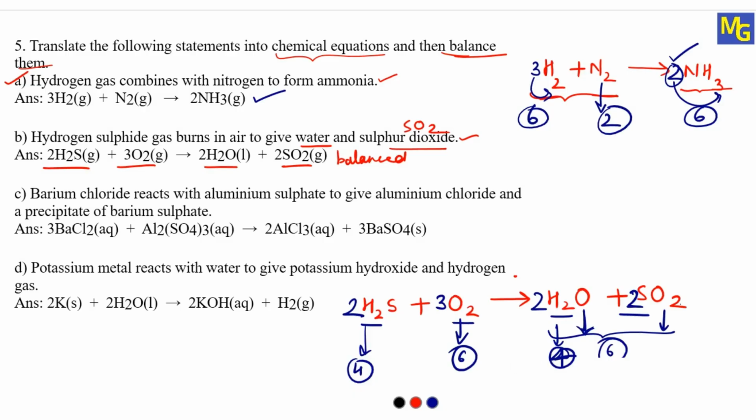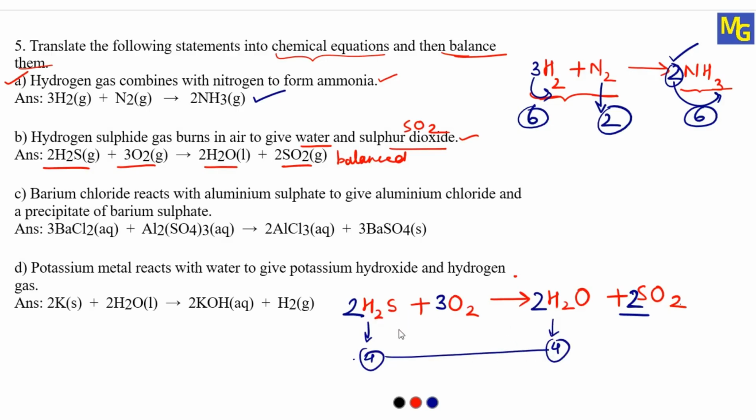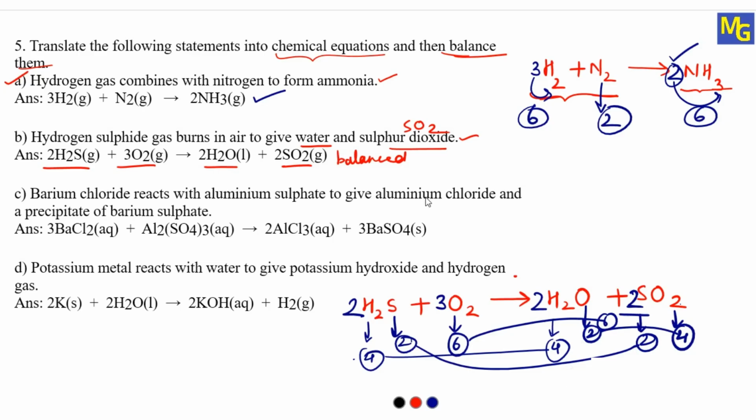Let me clean it and write it properly. Hydrogens, how many do we have? 4. This side hydrogens are 4. Okay, it is balanced. Next, sulfur, how many here? 2. This side how many sulfur do we have? 2. So this is also balanced. Now see oxygen, how many oxygen? 6. And this side how many? Here it is 2 and here it is 4. And 2 and 4 will become again 6. That's why this 6 and this 6 are also balanced. And that's why the reaction is balanced. This is the way to balance the reaction.